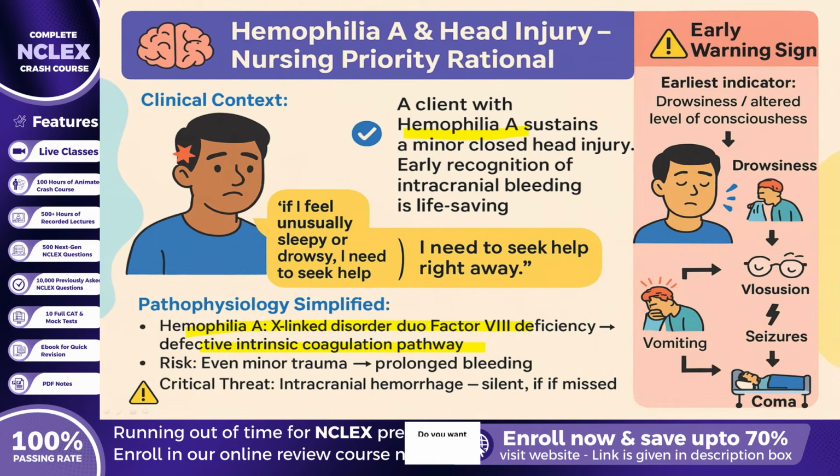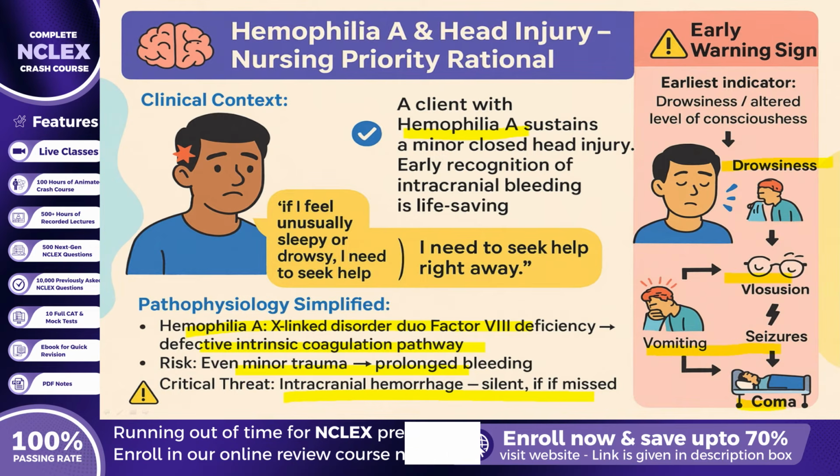Among the most critical complications is spontaneous or trauma-induced intracranial hemorrhage, which can be fatal if unrecognized. Following a closed head injury, the earliest and most sensitive sign of intracranial bleeding is a subtle change in the level of consciousness. This can appear as drowsiness, lethargy, irritability, or confusion. These symptoms arise because even a small amount of bleeding can increase intracranial pressure, compressing brain tissue and impairing perfusion.